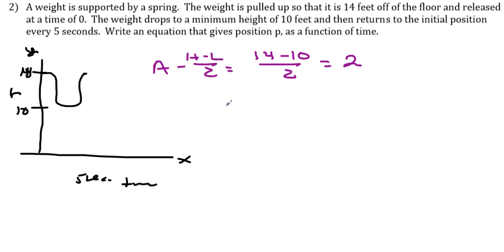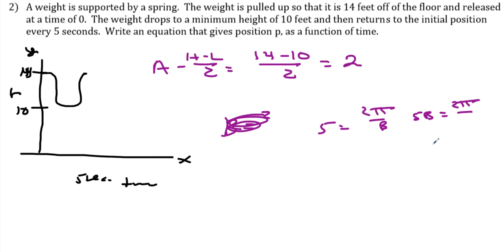Period is 5 seconds, so we want to solve for b. So we're going to have 5 is equal to 2 pi over b. Multiply by b on both sides, we have 5b is equal to 2 pi. Divide by 5, b is equal to 2 pi over 5. All right? Okay, so that gets you that.